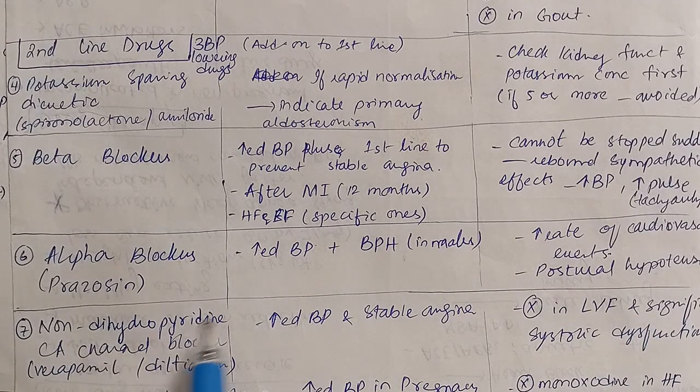Then we have non-dihydropyridine calcium channel blockers, that are verapamil or diltiazem. They are indicated when there is increased BP and stable angina. They are contraindicated in left ventricular and significant systolic dysfunction. So non-dihydropyridine calcium channel blockers would not be given in this case.